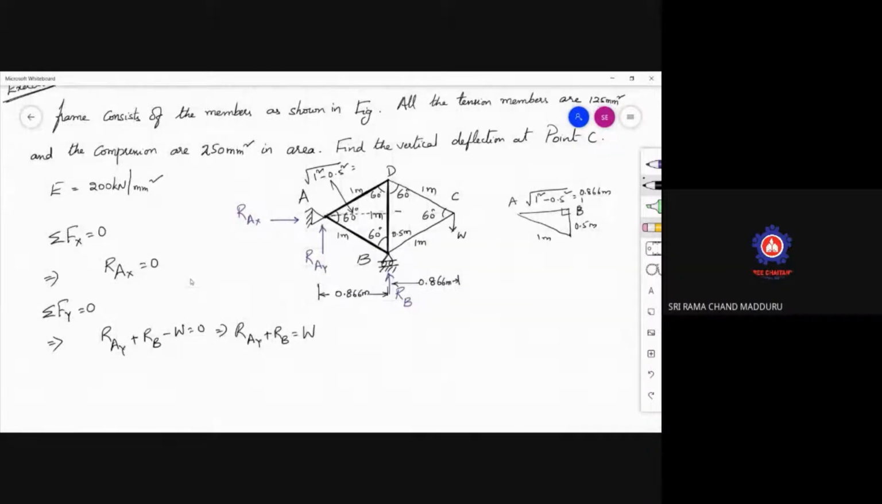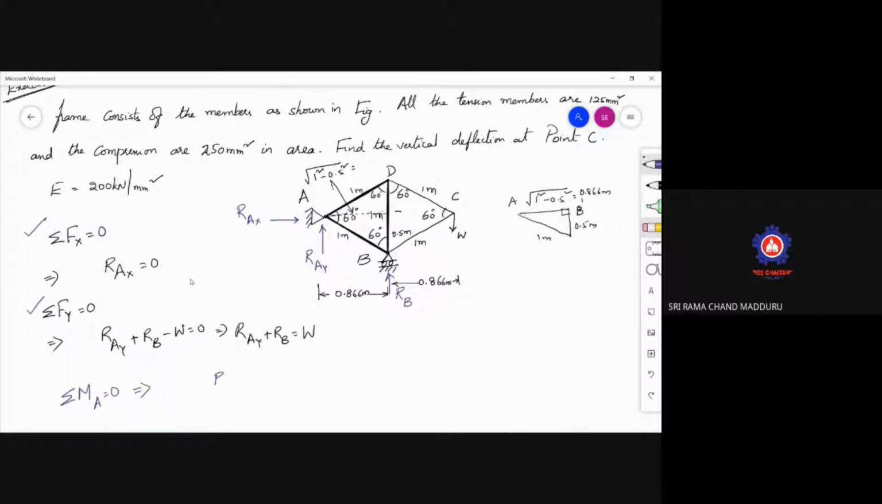Now taking a moment about A is equal to 0. Here understand, I am considering these equilibrium equations to get the reactions. Whereas at a joint, if you take the free body diagram, you will be having two equilibrium equations: sigma Fx is equal to 0, sigma Fy is equal to 0. That is for each individual joint. Here for the entire system, you are calculating the external reactions. So this is taking moment about A is equal to 0.